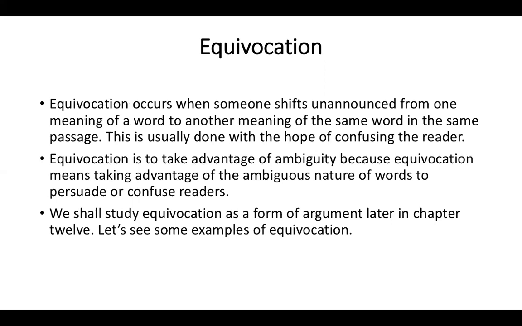Now, equivocation. Equivocation occurs when someone shifts unannounced from one meaning of a word to another meaning of the same word in the same passage. This is usually done with the hope of confusing the reader. Equivocation is to take advantage of ambiguity, because it means taking advantage of the ambiguous nature of words to persuade or confuse readers. You commit an equivocation when you use a homograph in multiple ways, in a way that shows multiple meanings. We shall study equivocation as a form of argument later in chapter 12. Well, let's see some examples right now.